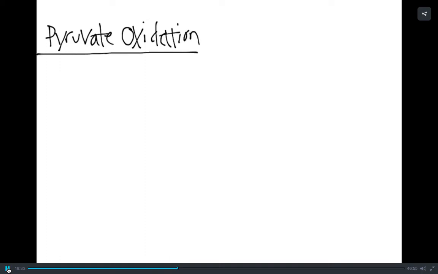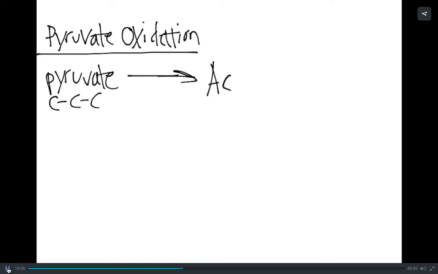Right, so in pyruvate oxidation, essentially what we're doing is we're preparing our pyruvates to go into the Krebs cycle. Remember we have our pyruvates. They were created in glycolysis, and they were our 3-carbon compound. And in this pyruvate oxidation step, we are converting that pyruvate to a very, very important compound called acetyl coenzyme A. We're just going to call it acetyl CoA.